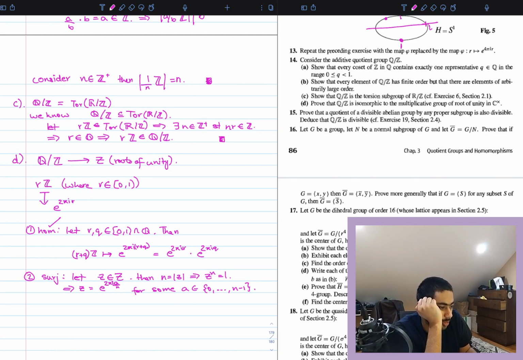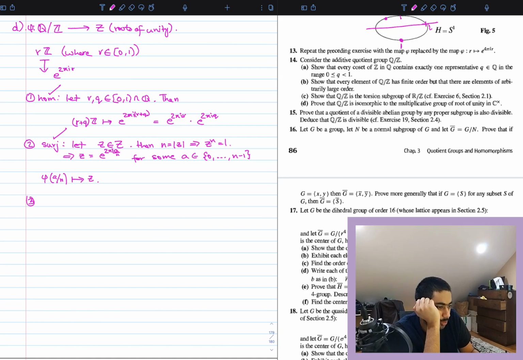So look, we have that phi, or whatever this homomorphism is, I'll call it phi. Phi sends a over n to z. So we're done. We have surjectivity.